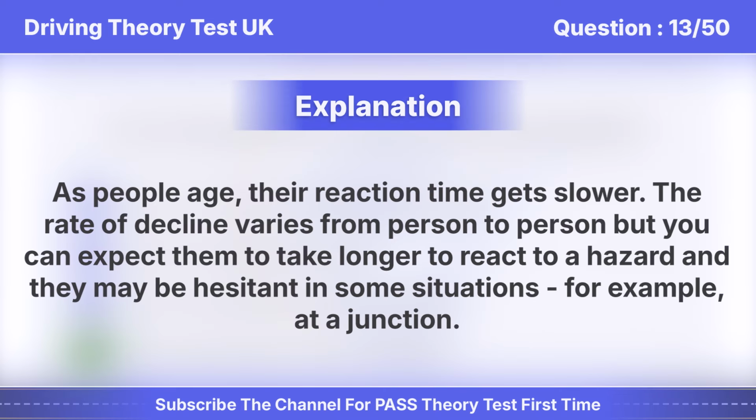As people age, their reaction time gets slower. The rate of decline varies from person to person, but you can expect them to take longer to react to a hazard, and they may be hesitant in some situations, for example, at a junction.